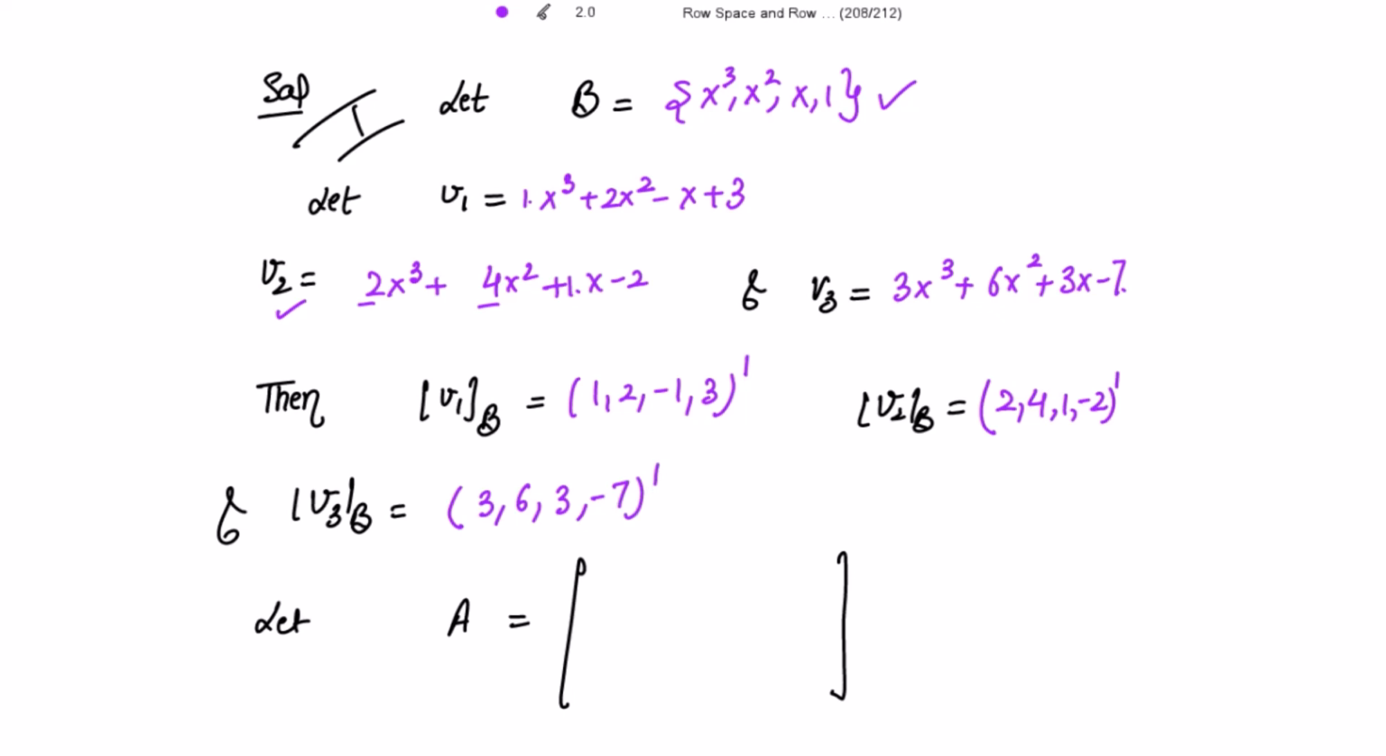Now writing these coordinate vectors in a matrix form, row wise, right? And let's name that matrix A. So writing the first coordinate vector in a row, 1, 2, -1, 3. The second one is 2, 4, 1, -2. And the third one is 3, 6, 3, -7.